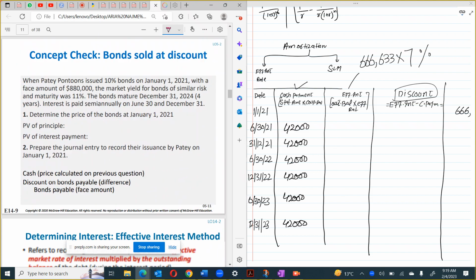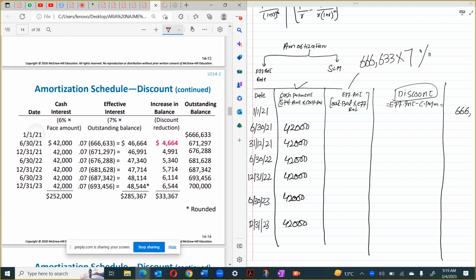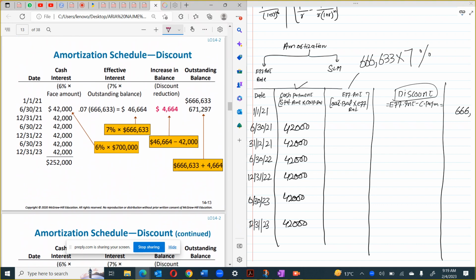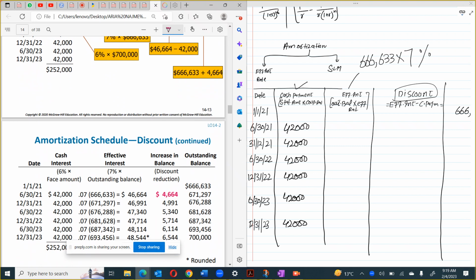Okay. 7% multiplied by this amount. So it is 46,643. We will round it off like this.